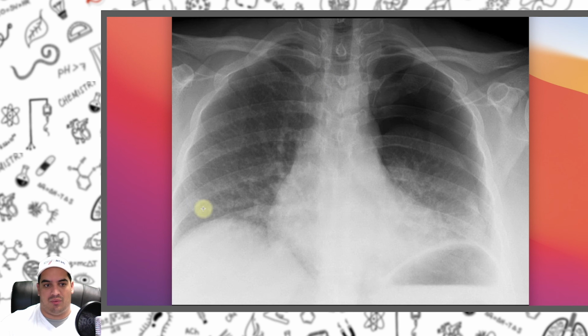Obviously, you can see the right hemithorax and the left hemithorax. You can see the right hemidiaphragm and the left hemidiaphragm. There is a little blurring of this costophrenic angle, though. It's hard to really make it out crisply, but you can definitely see it better than the prior chest x-ray.